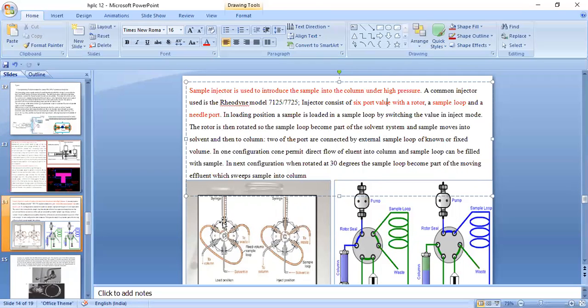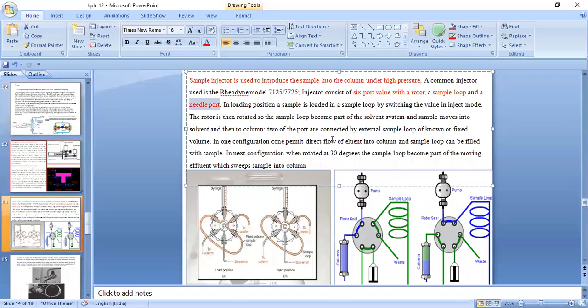ये आपका rotor है जो rotate होता है. It is not a fixed one, it is rotatable. You can rotate this rotor. Then it has a needle through which injection can be done, and it has a sample loop. ये इसकी pipe होती है जिसको हम sample loop कहते हैं. So this is an injection system through which a sample can be loaded into the column.